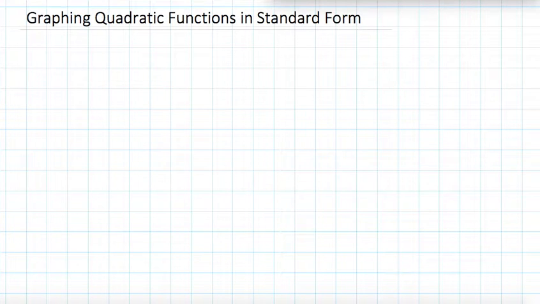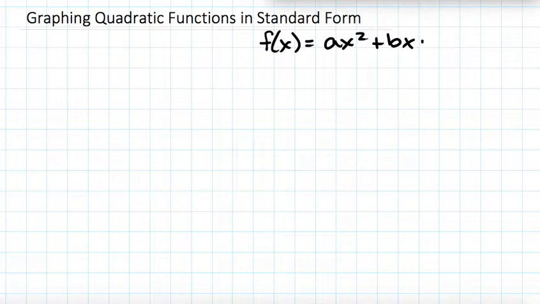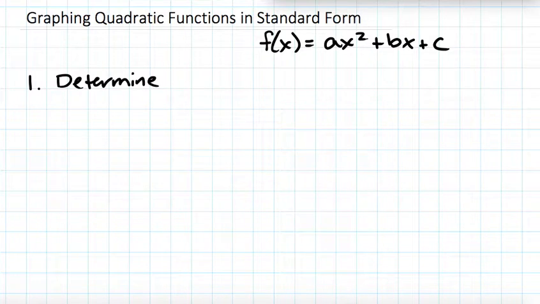In this video, we're going to look at the process for graphing quadratic functions in standard form. A quadratic function in standard form looks like f of x equals ax squared plus bx plus c. When a function is written in this form, we can't get the vertex quite as easily. So first we're going to talk about how you can find where the vertex is.